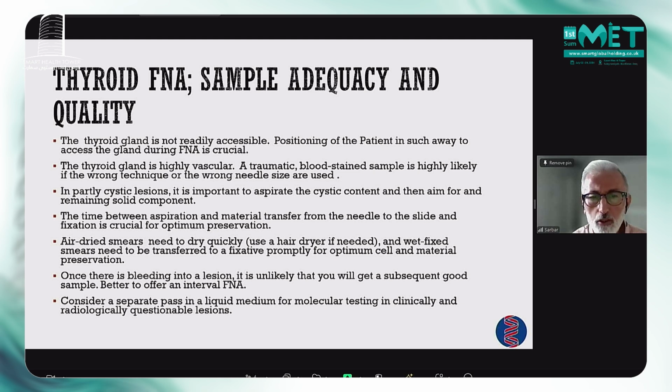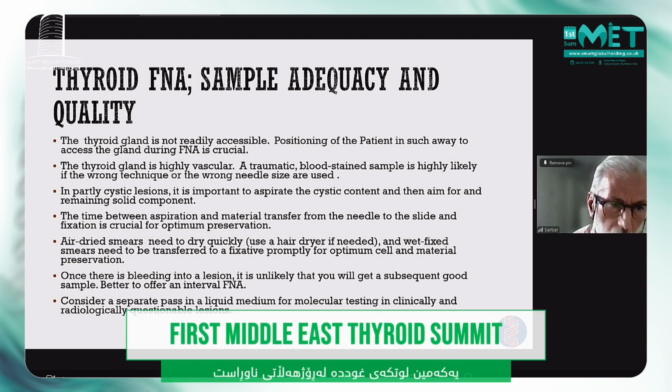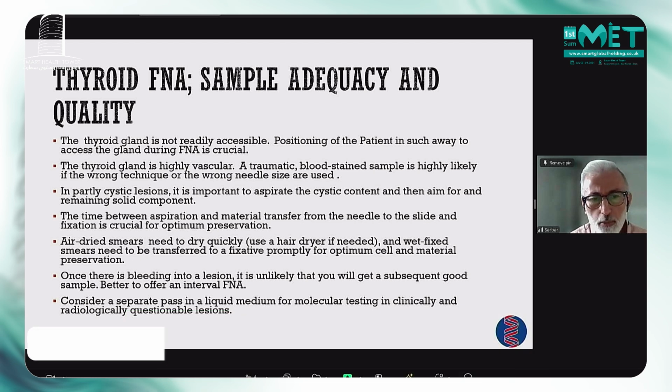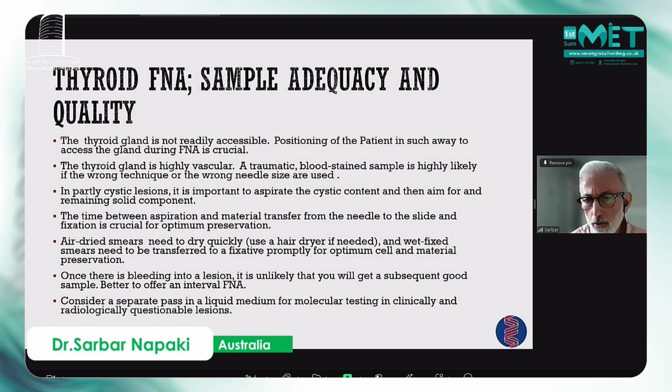In polycystic lesions, it's really important that the cyst is aspirated, and then one should aim for any remaining solid component in the lesion, because most of the time, what you see in the cyst content is really just thin colloid and a few macrophages. So it's really non-diagnostic. One should aim for any residual solid lesion. This point is really important. The time between aspiration and material transfer from the needle to the slide and the fixation is crucial for optimal preservation. So the quicker, the better.